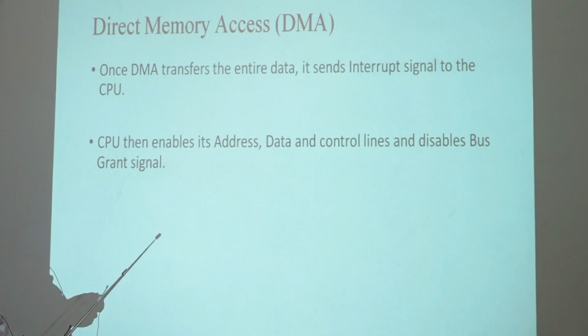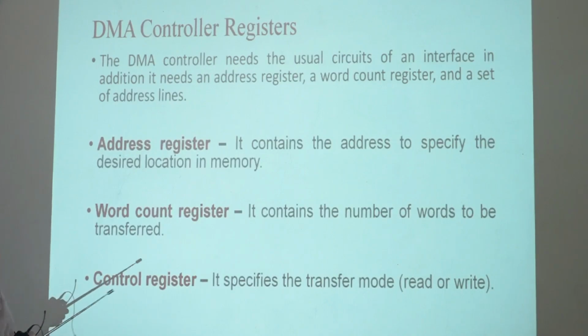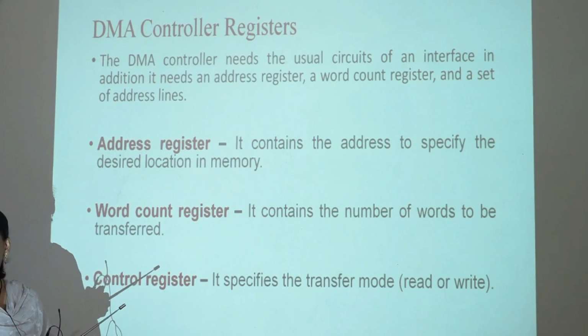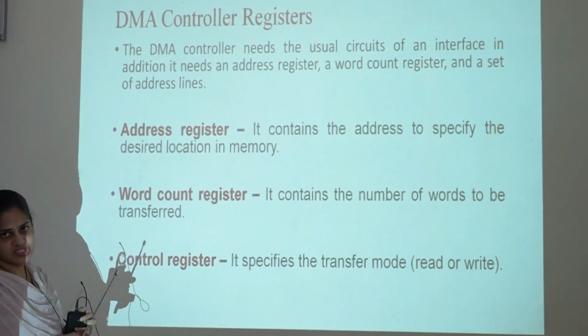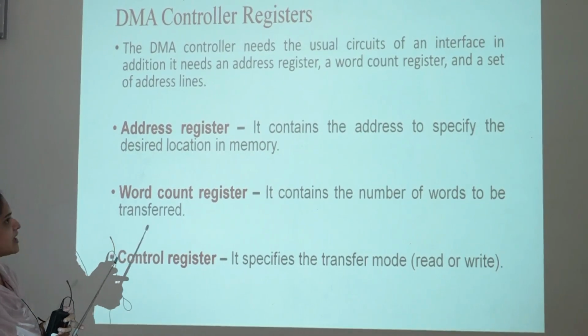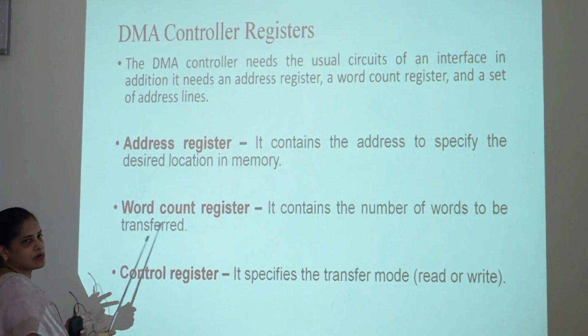Once the DMA transfers the entire data, it sends an interrupt signal to the CPU. The CPU will then enable its address line, data line and control line and disable the bus grant signal. It makes the bus grant BG 0. Now, DMA control registers. In a DMA controller, whenever information is being transmitted, there are 3 types of registers present in the DMA controller: an address register, a word count register and a control register.